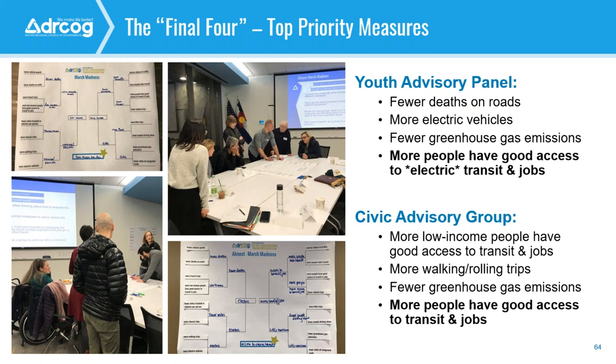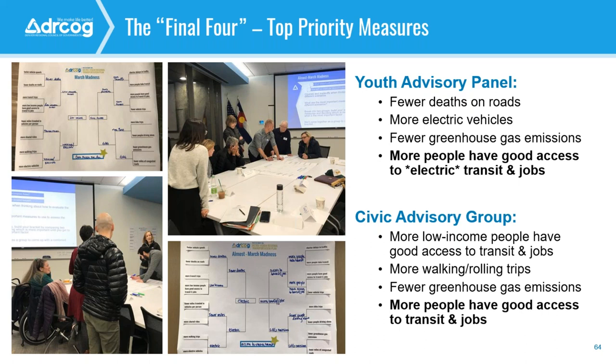When it finally came time to pick the one metric that they thought was the most important, they actually ended up combining two of their priorities. So it became more people have good access to electric transit and jobs. We did the same exercise with the Civic Advisory Group. Their final four were more low-income people have good access to transit and jobs, more walking and rolling trips, fewer greenhouse gas emissions, and more people have good access to transit and jobs. Similarly to the Youth Advisory Panel, they also picked more people have good access to transit and jobs by the time they got to their final prioritized measure.